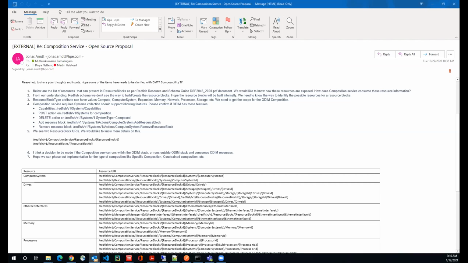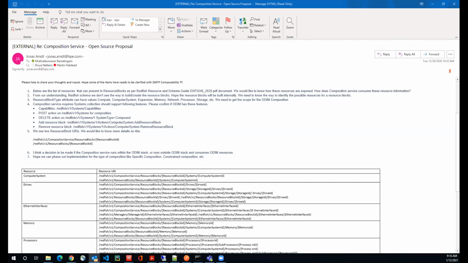Yes, Alex. We are also joining the composability task force meetings every week. Mostly we'll listen to what is happening and go through the schemas and other stuff. After the meeting, we'll follow up with them and proceed from there. I'm also planning to raise these inputs in the Redfish forum so that we get them answered.